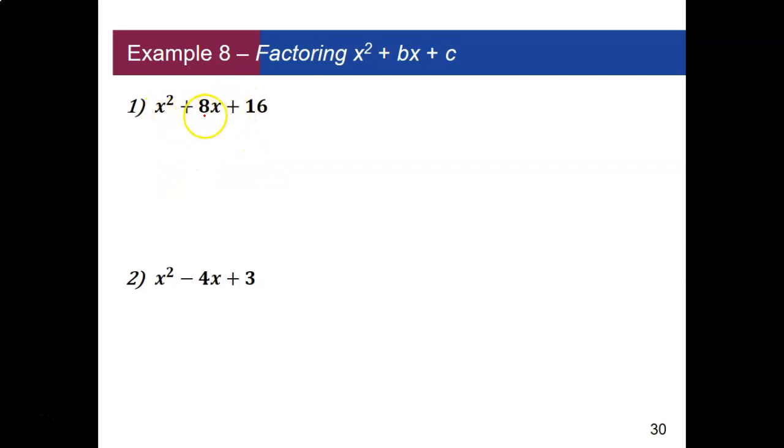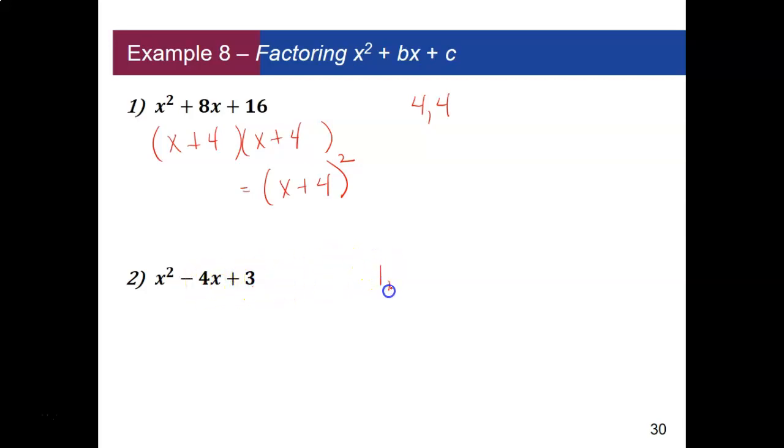If you look at this trinomial, this one has a leading coefficient of 1, so there's no need to do the bottoms up method. We're just strictly going to look and see what multiplies to give us 16 and adds to give us 8. So with that, we're going to have 4 and 4. 4 and 4 multiply to give us 16 and they add to give us 8. So our factorization is going to be x plus 4 and x plus 4, which we could write as x plus 4 quantity squared.